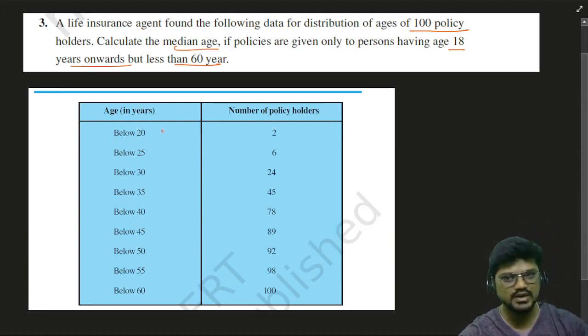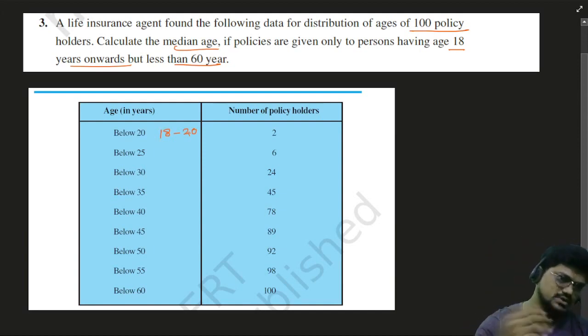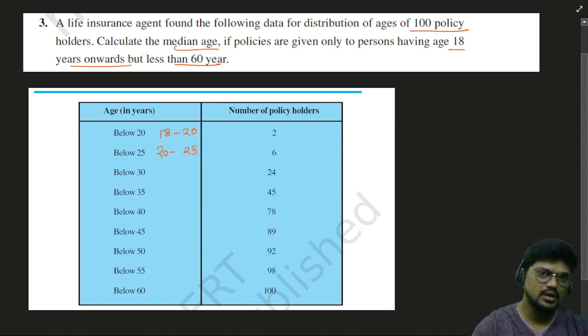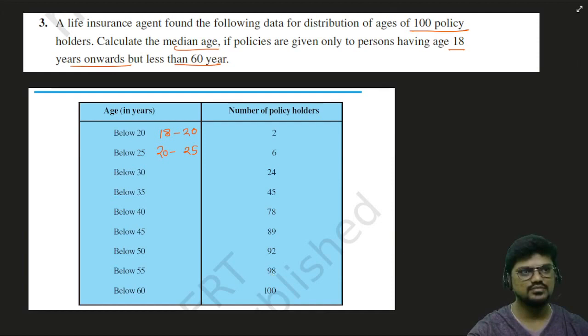See, if this is below 20, that means it is from 18 to 20, because the policies are given from the age of 18 only. This is 25. Below 25 they have given, no? So it will be 20 to 25. But the number of policy holders they have given, this is the complete 100, right?